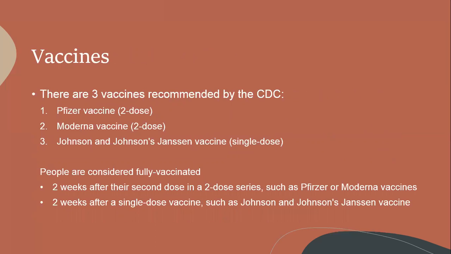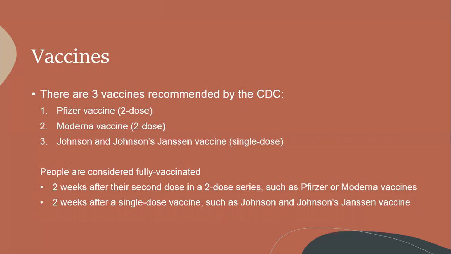Now we're going to get into vaccines. These are just methods to help reduce the higher risk of coming in contact with the virus or possibly becoming very ill with the virus. There are 3 vaccines currently recommended by the CDC. The first one is the Pfizer vaccine, which is 2 doses. There's also the Moderna vaccine, which is 2 doses. And we have the Johnson & Johnson vaccine, which is a single dose.